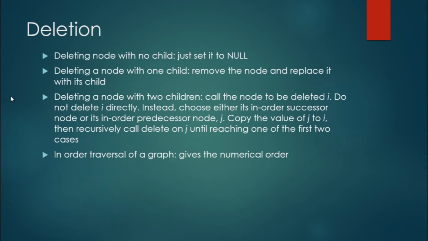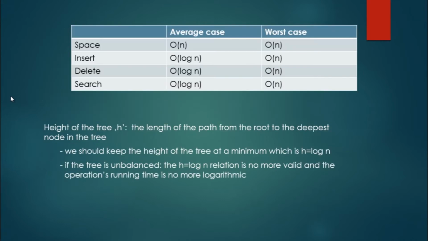An in-order traversal of the tree gives us the numerical order, and if we make this in-order traversal, it is going to give us numerical ordering for integers and alphabetical ordering for strings, for example. The predecessor and the successor are relative to the given node in the in-order traversal. The successor, of course, is the next node, and the predecessor is the previous node. We are going to see it in the illustration.